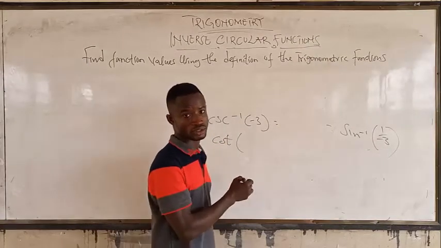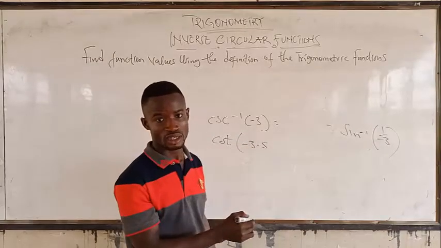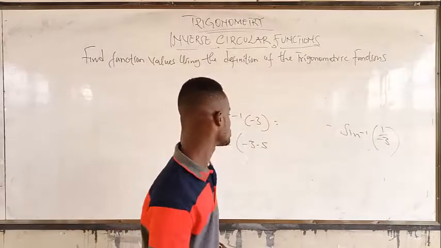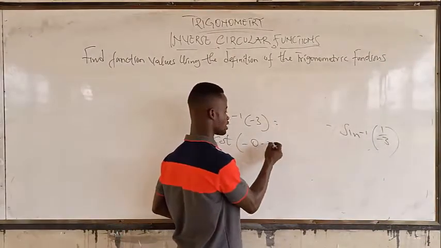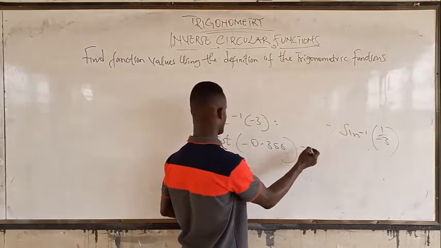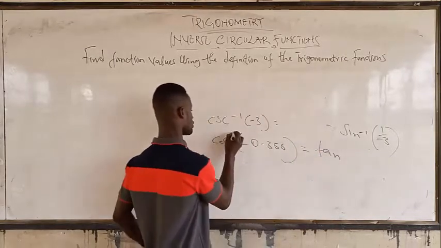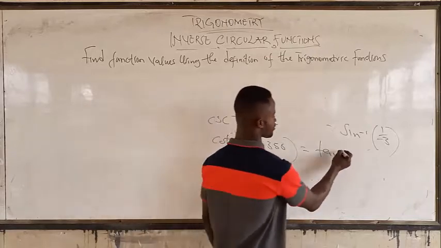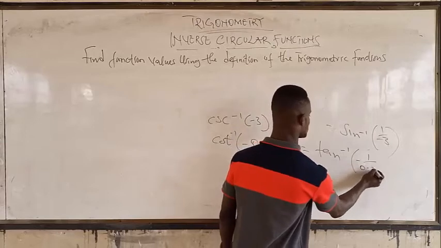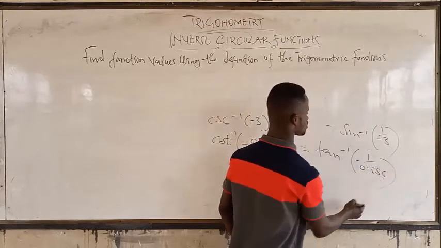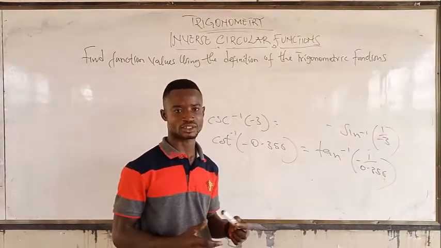So for instance, if you have, let's say, cos of -3.5, this one will be undefined. Let me pick 0.356. This one will just be tan inverse, sorry, cos inverse. So this one will be tan inverse of -1 over 0.356. So that's how you punch it on the calculator and you're going to get your answer.